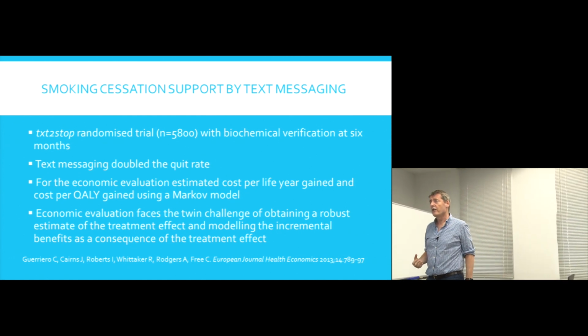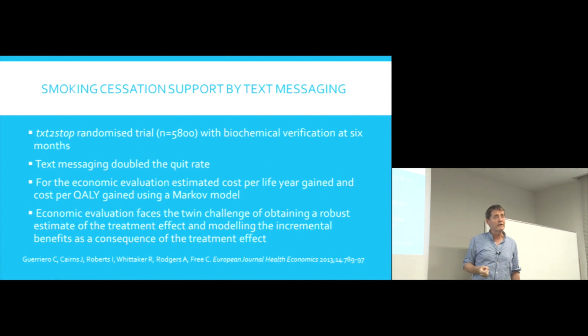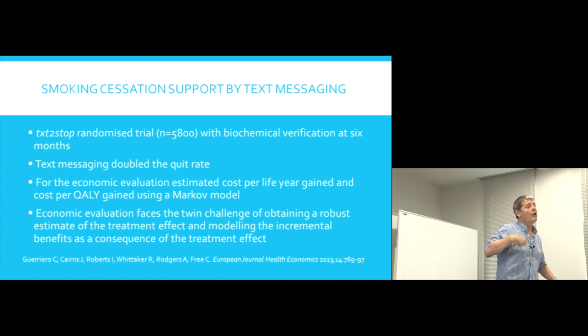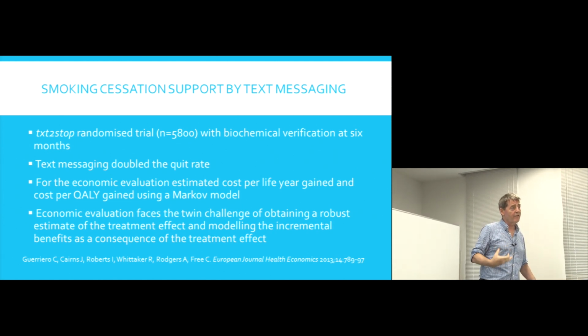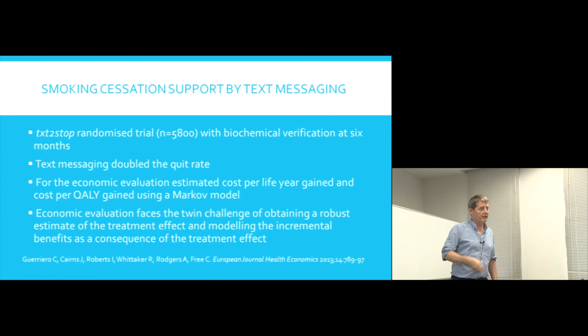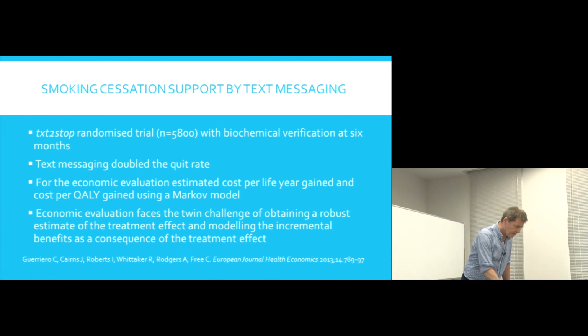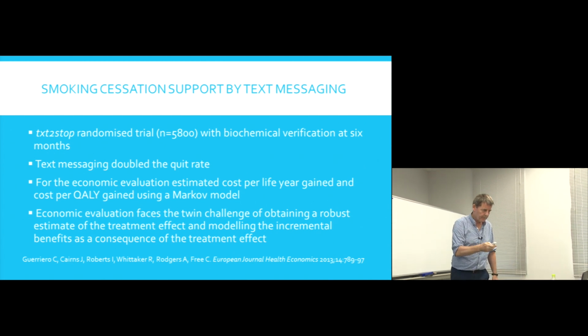But the second challenge remains: modeling the incremental benefits as a consequence of the treatment effect. So as a consequence of people quitting, what are the health benefits? And so we then have to generate a model that allows us to predict reduced future events, reduced stroke and things like that. Now, this sort of randomization is not generally feasible for most public health interventions, and so we're usually in much harder territory.